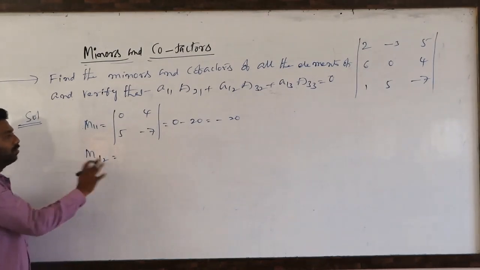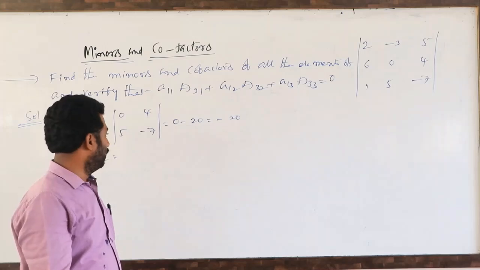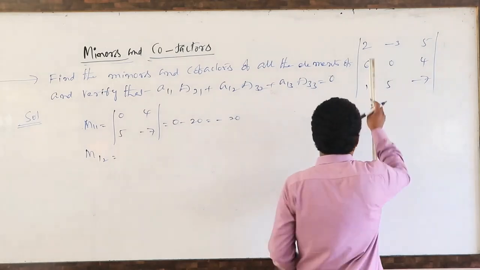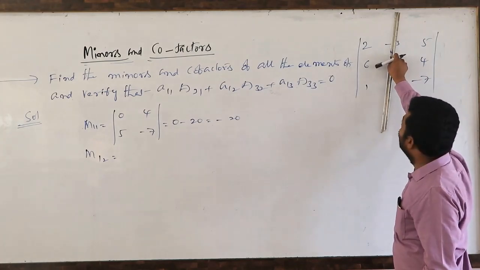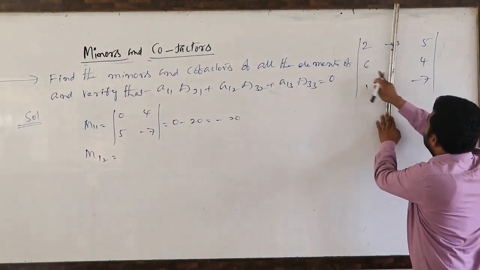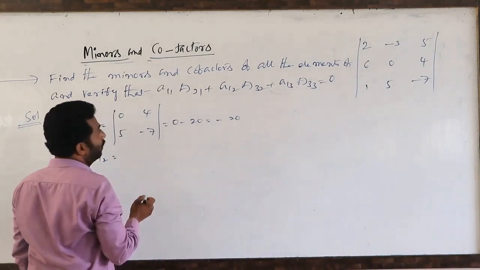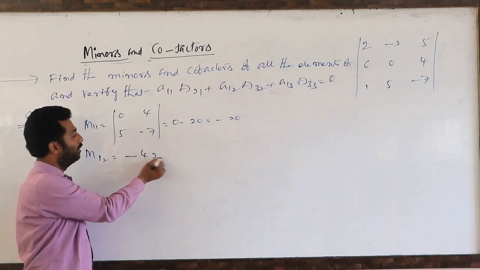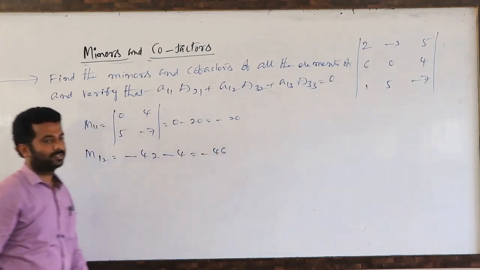M12. First row, second column. Direct steps I will write. See here students, M12, how to write the direct values. First row we have to close, second column we have to close. Then what will be left? 6 into minus 7, minus 42, minus 1 into 4, minus 4, that is minus 46.